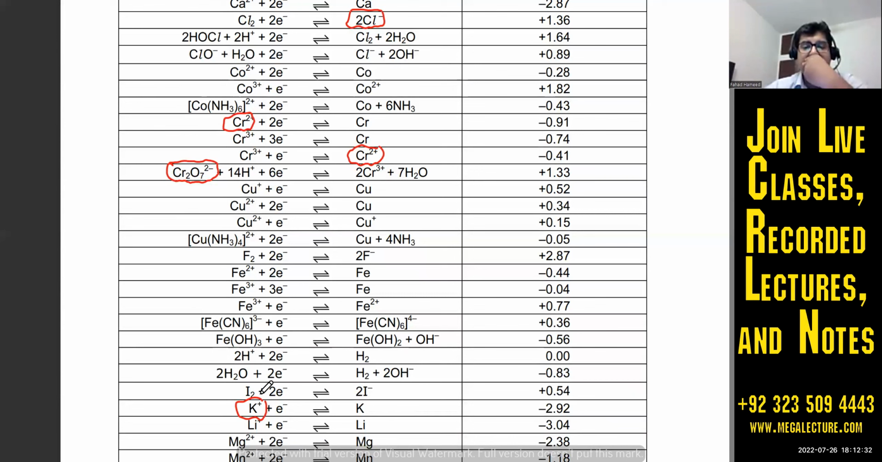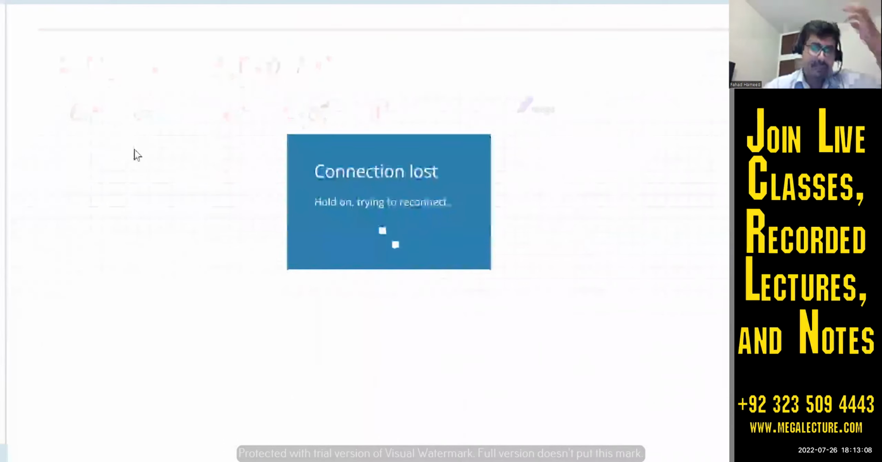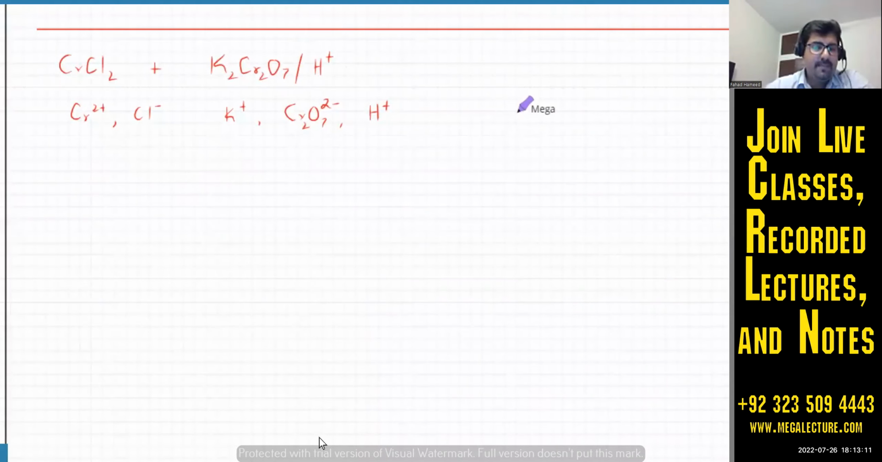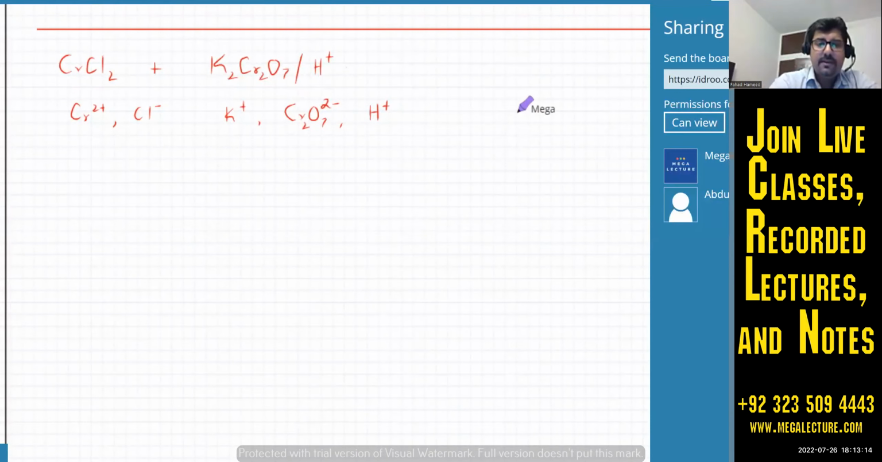So the highest potential gains electrons. Who's got the highest potential out of all of them? The highest is this one at the moment, 1.36. Compare, that's the highest. It's 1.36. This one is -0.91. This one is -0.41, 1.33, and -0.83. So the highest one is the one that's going to gain electrons, right? But I can't use that. I don't have Cl2. Cl2 is the one that's going to gain electrons to form Cl-. We don't have Cl2 in our reactants. In our reactants, there was Cl-, but definitely not Cl2. So I'm going to cross this one out.